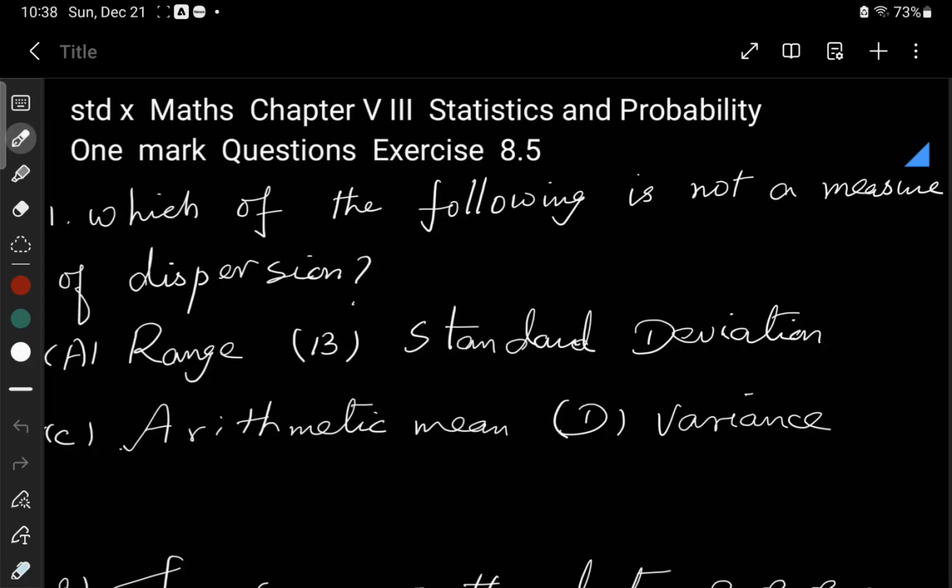Standard 10th Maths, Chapter 8, Statistics and Probability. One mark questions, exercise 8.5. First question, which of the following is not a measure of dispersion? Range, standard deviation, arithmetic mean, variance. Range, standard deviation, variance are all measures of dispersion. But arithmetic mean comes in the measures of central tendency, along with median and mode. It is not in the dispersion. So option C.